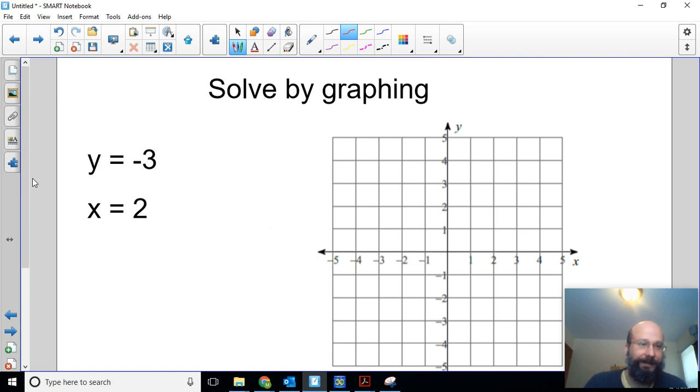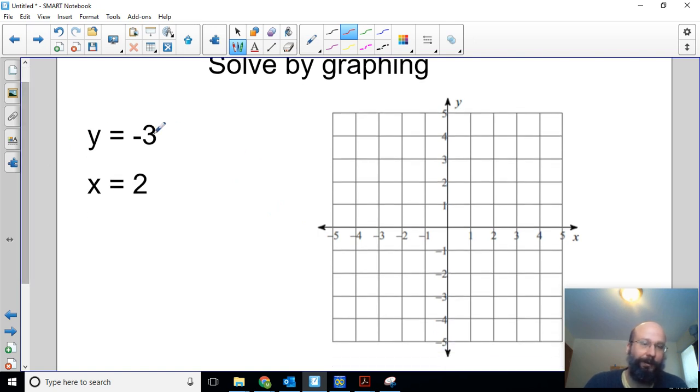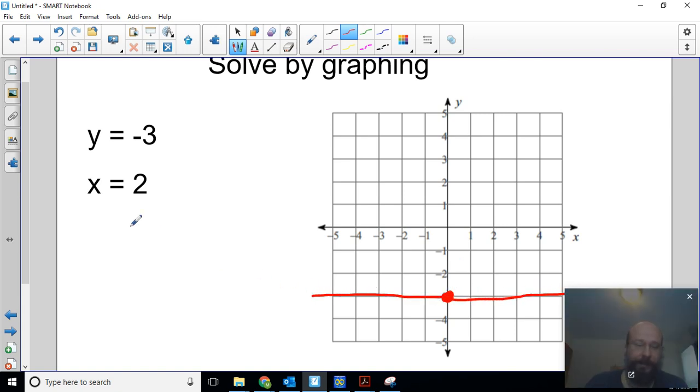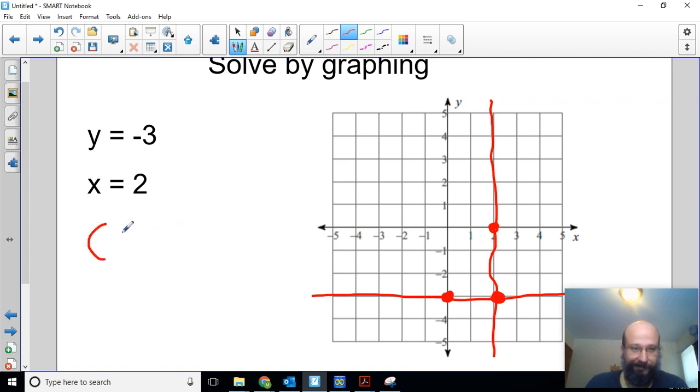This one I threw in there just because it has both a y equals and an x equals. Remember, y equals, find the point on the y, and it's horizontal. x equals, find the point on the x, x equals 2, and it's vertical. I went over this multiple times, hopefully we're remembering. So the answer here would be this point, which is 2, negative 3. This one tells you x equals 2 and y equals negative 3, but I wanted the example to graph these in here.